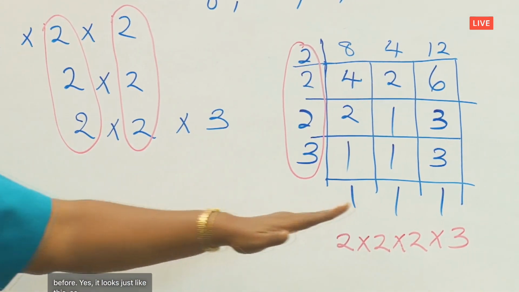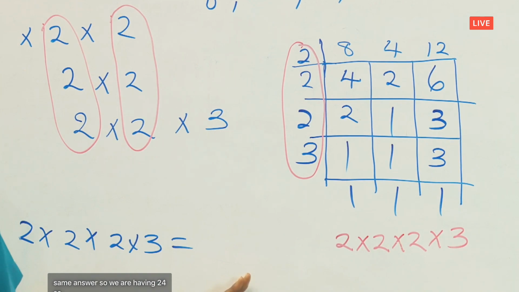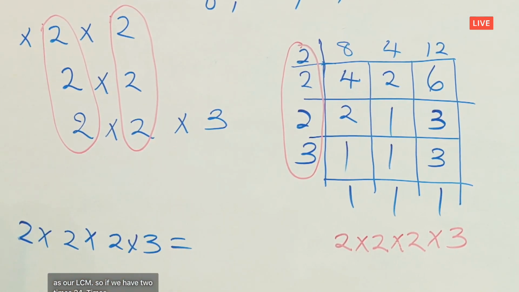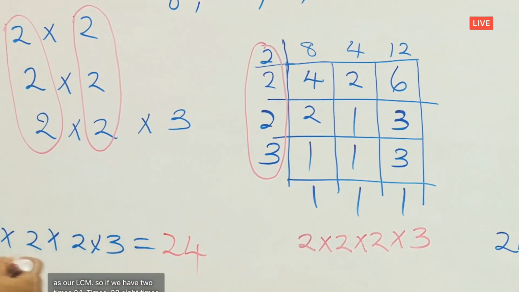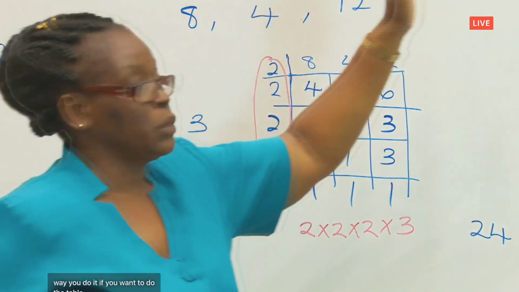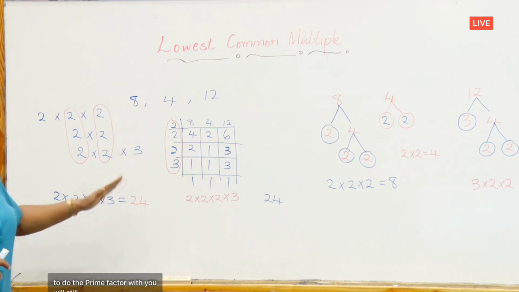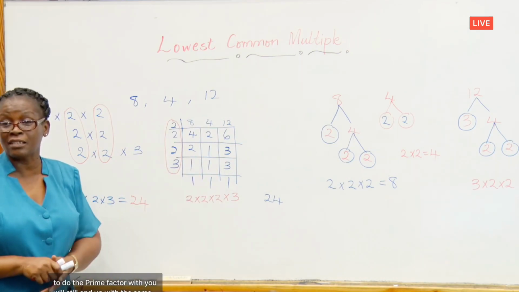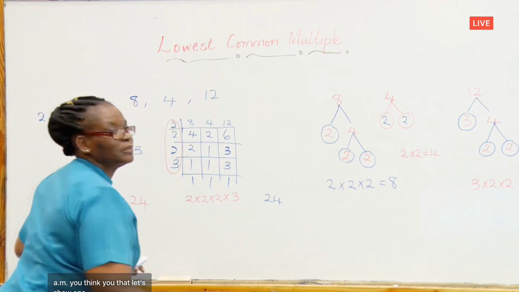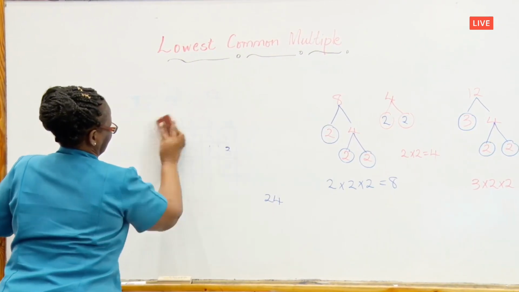What does this look like, what we did before? Yes, it looked just like this. So we are ending up with the same answer. So we are having 24 as our LCM. So if we have 2 times 2, 4, 4 times 2, 8, 8 times 3, 24. So it doesn't matter which way you do it. If you want to do the table way, or if you want to do the prime factorization way, you will still end up with the same LCM. You think you get that? Let's try one more example.